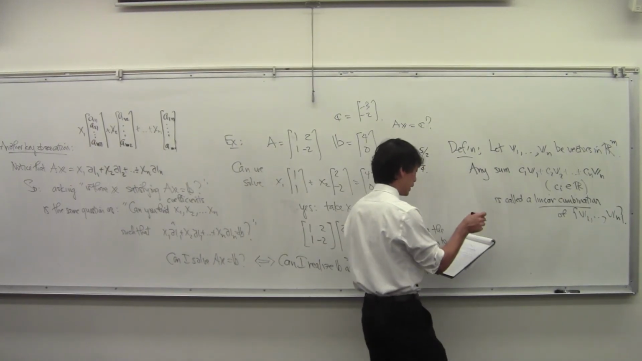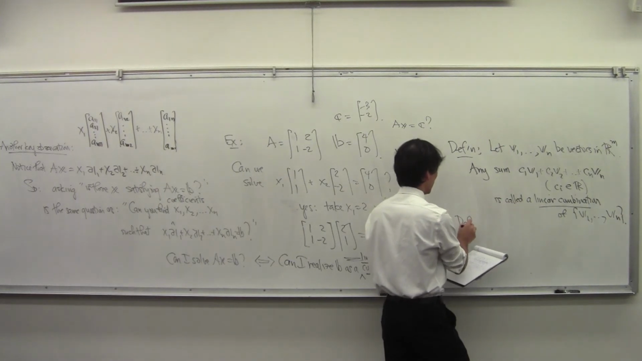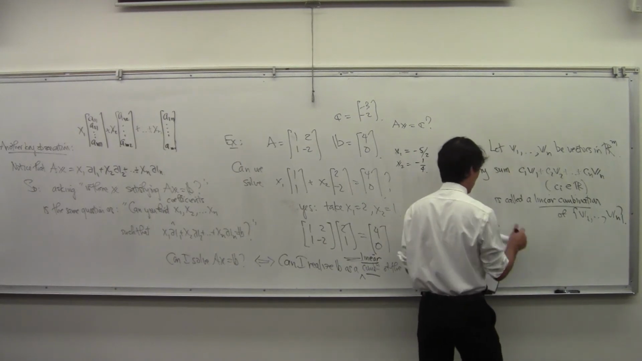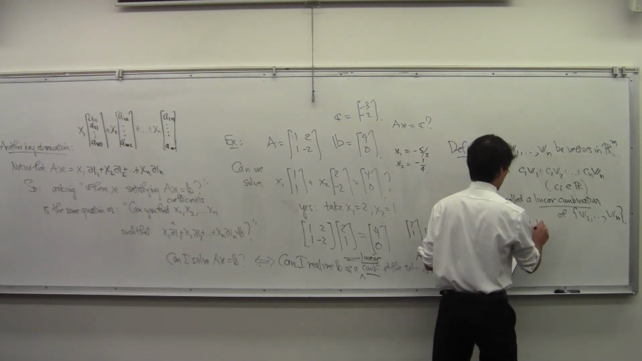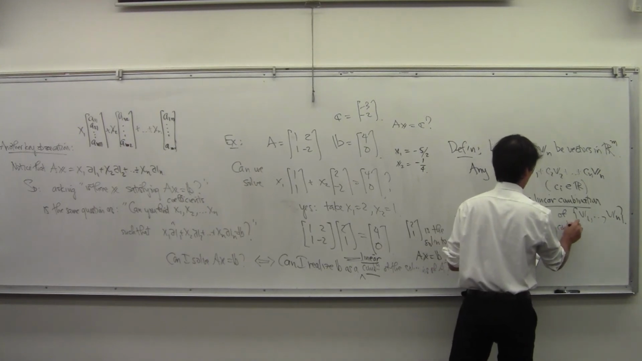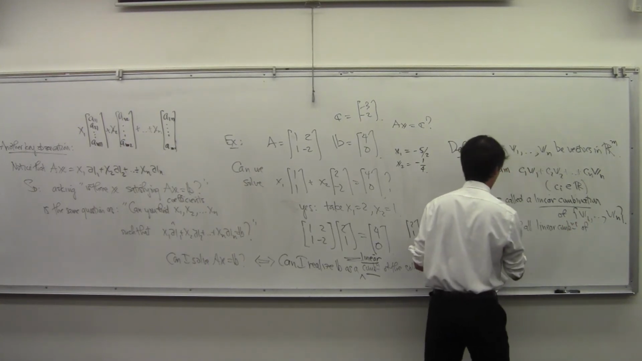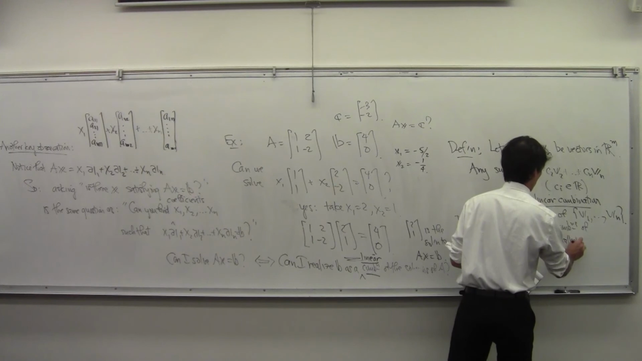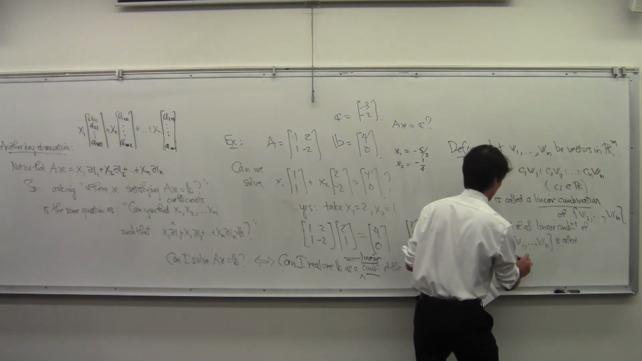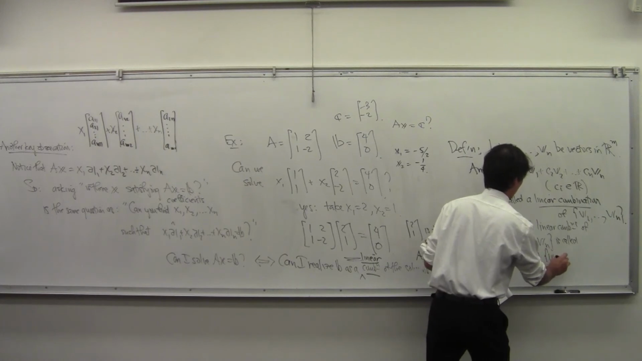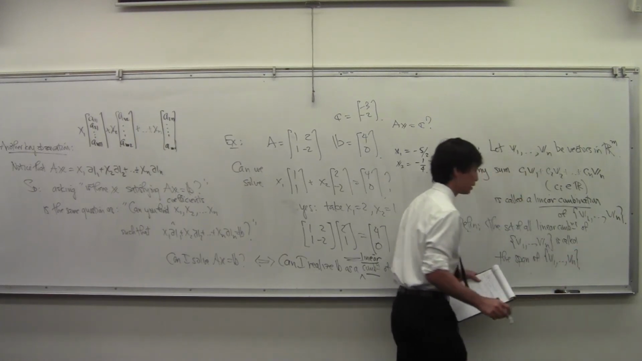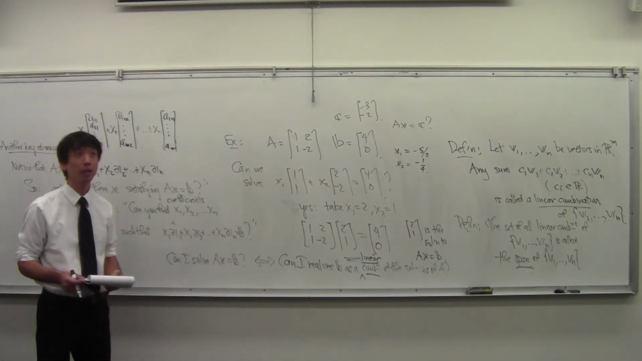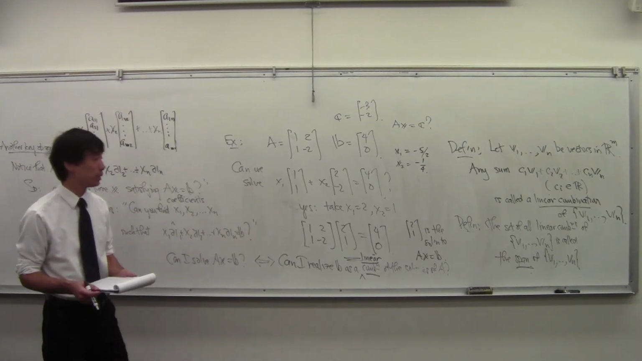Okay, so let me just say one last definition related to this. The set of all linear combinations of some vectors v1 to vn is called the span of v1 through vn. It's called the span of those vectors.